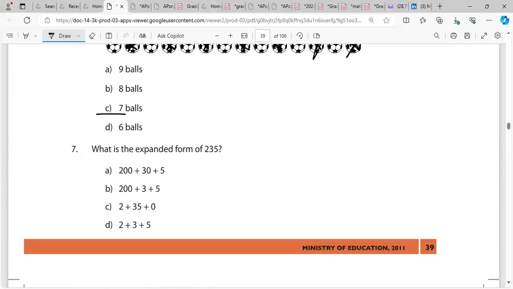What is the expanded form of 235? So you have 230 and 5. So that would be A.